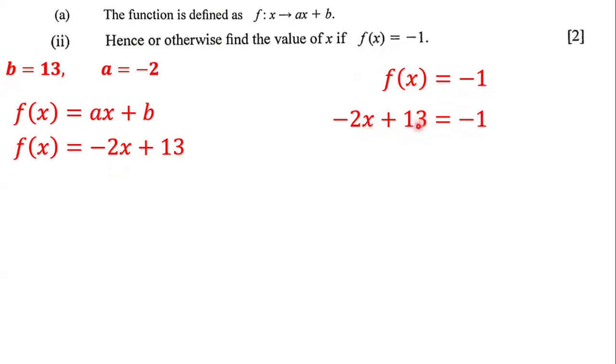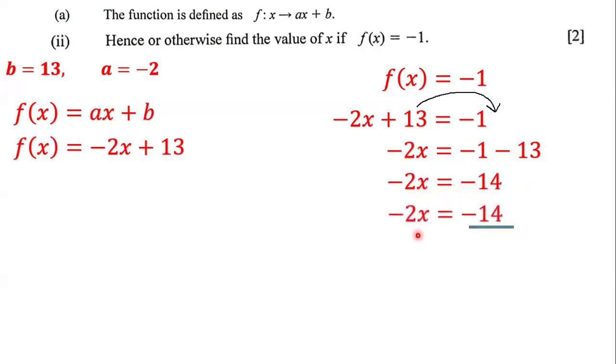We're going to take 13 and send it over the equal sign. It was a positive 13, but when we send it over, it becomes a negative 13. So negative 2x is equal to negative 1 minus 13. Negative 1 minus 13 is equal to negative 14. So negative 2x is equal to negative 14. We divide both sides of this equation by negative 2, and we cancel this with that. So we get that x is equal to negative 14 divided by negative 2.